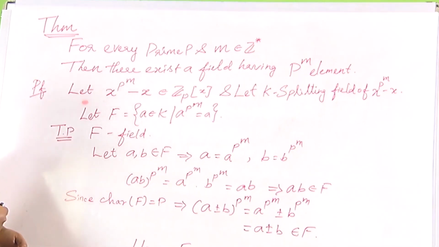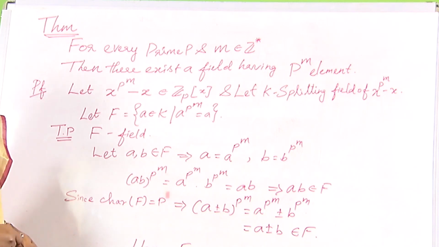So let's see the proof. Let x^(p^m) minus x belong to Z_p[x]. Now, this is a polynomial ring over x. Let K be a splitting field of x^(p^m) minus x. Let us assume F to be the set of all A belonging to K such that A^(p^m) is equal to A. Clearly, you can see that F will contain those elements which are the roots of this polynomial x^(p^m) minus x. We have to prove that F is a field.